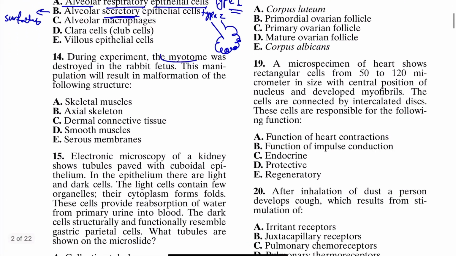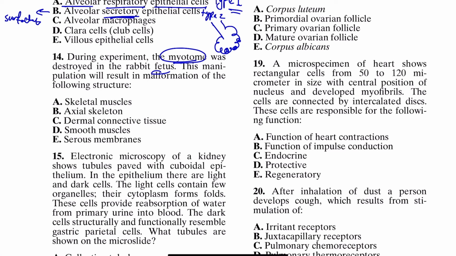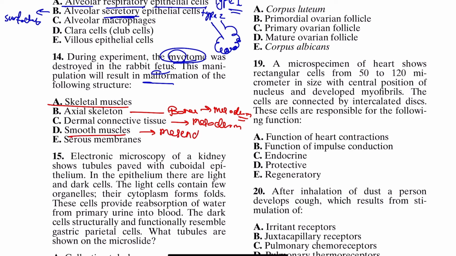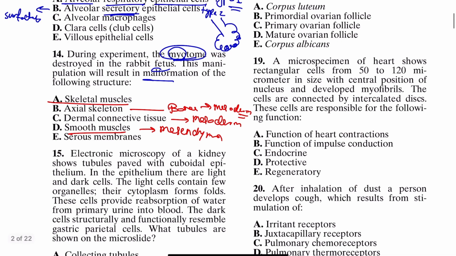Next we have, during an experiment, the myotome is destroyed in the fetus of the rabbit. This will cause a malformation of the following structure. So myotome, myo means muscle, and in embryology, the myotome will form skeletal muscles. Axial skeleton, they mean bones, by mesoderm. Dermal connective tissue by mesoderm, dermis of the skin, smooth muscle by mesenchyme, also a branch of the mesoderm. All of these things are the embryological derivatives.